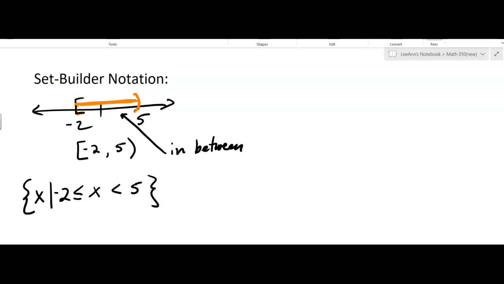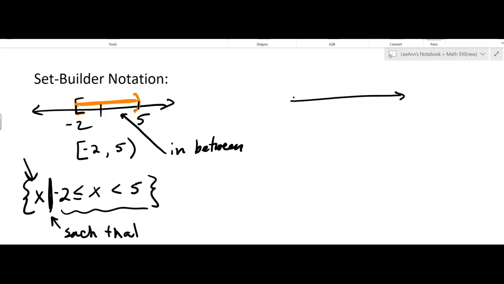So in set builder notation, you have this line here. It's kind of a long line, and it's read "such that." So we're talking about real numbers such that, or here's the condition. The condition is the number has to be greater than or equal to -2 and less than 5. Okay? So it provides the conditions. It's written over there.